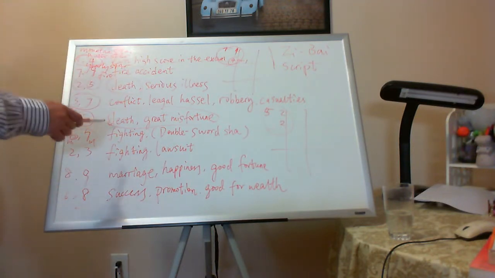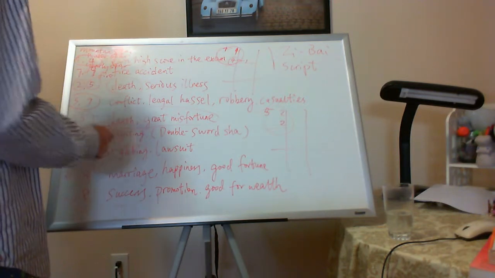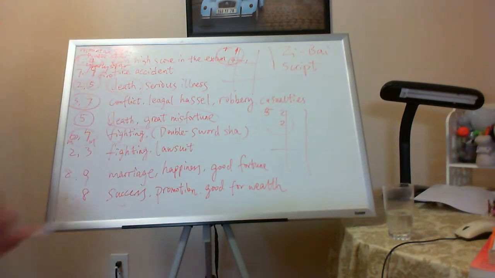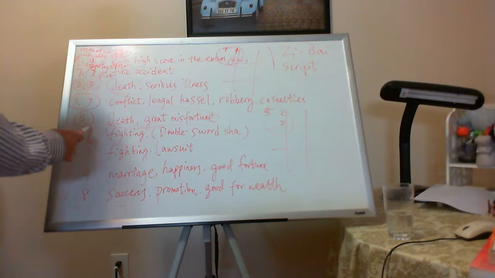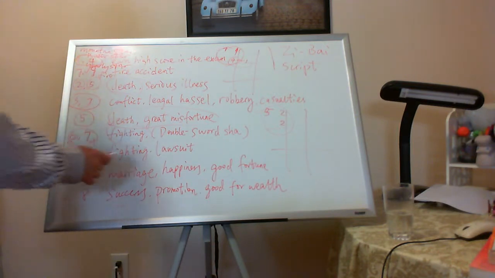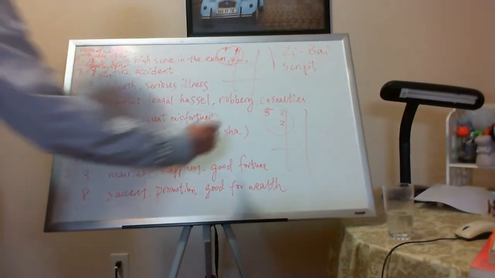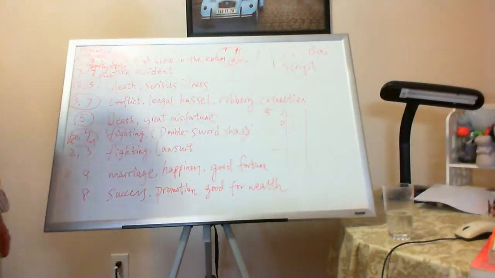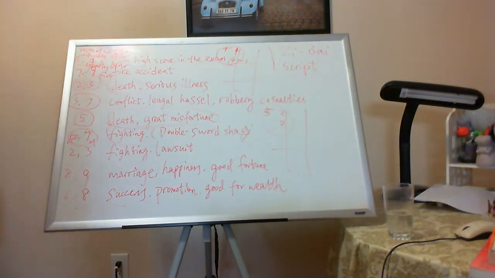But in the Zi-Bai script, it says it's fighting. It's because they consider 6 and 7 as the double sword Shaqi. It's a type of Shaqi. Remember, we talked about Shaqi a lot in previous classes. So this is a special type of Shaqi. It's called double sword Sha, and it's like there are 2 swords fighting against each other.